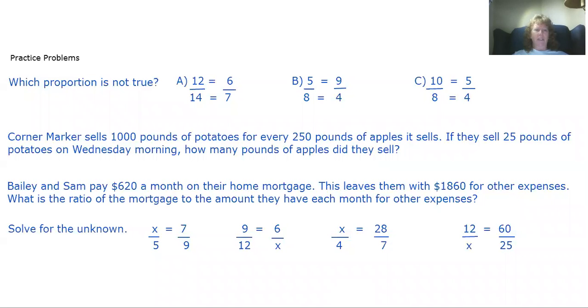So here we have some practice problems that you can pause the video and solve, and I will do a follow-up video and go over each one. The first one asks which proportion is not true, so you'll be answering A, B, or C. Then there's 2 more questions before the final question, which says solve for the unknown. And there's actually 4 different problems there to solve for the unknown. So in total, there are 7 questions on the screen.